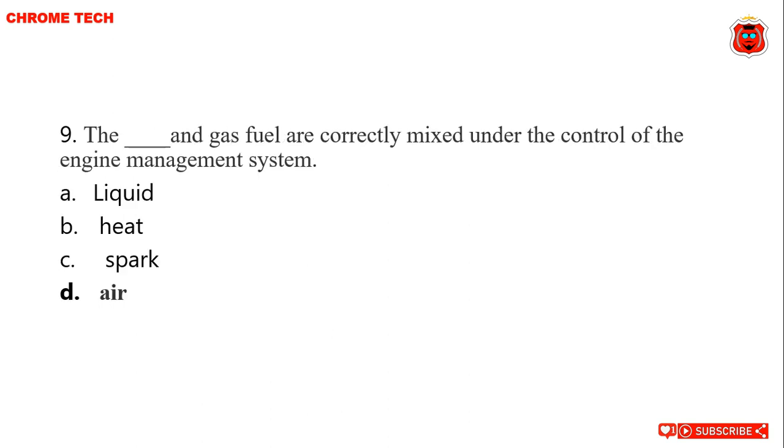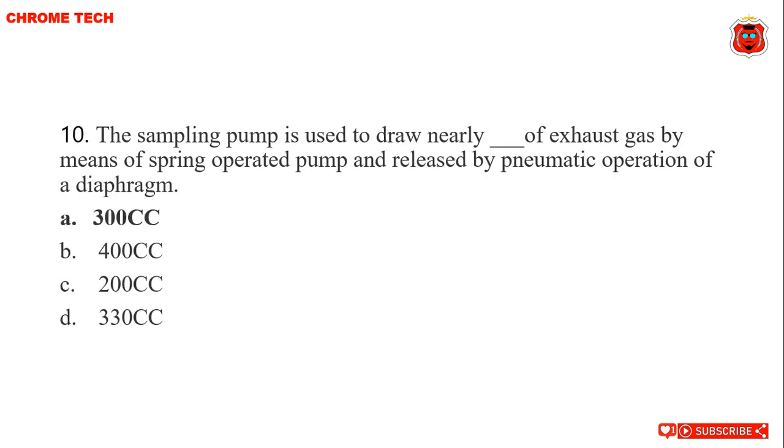Ninth question. The dash and gas fuel are correctly mixed under the control of the engine management system. Option D. Air is the correct answer. Air and gas fuel. Option D is the correct answer. Tenth question. The sampling pump is used to draw nearly dash of exhaust gas by means of a spring-operated pump and released by pneumatic operation of the diaphragm. Option A. 300 cc is the correct answer.